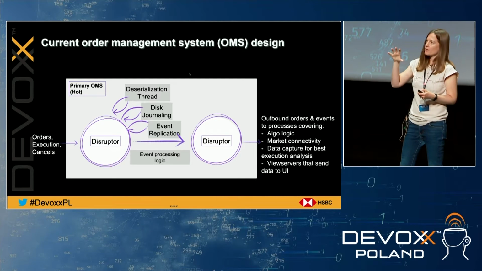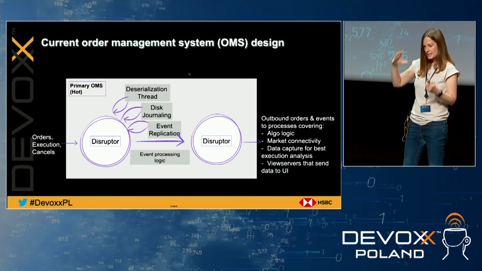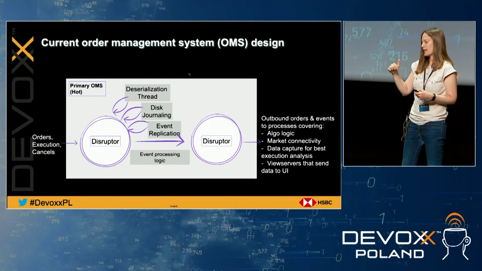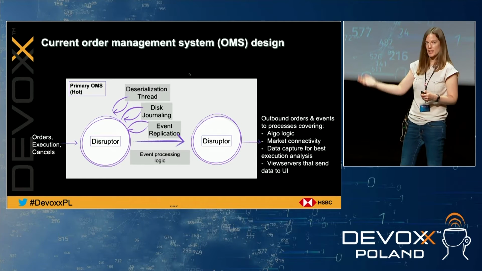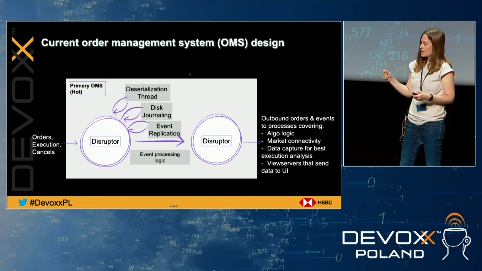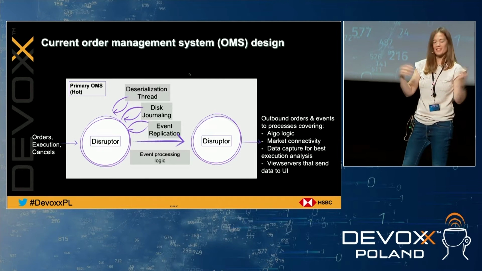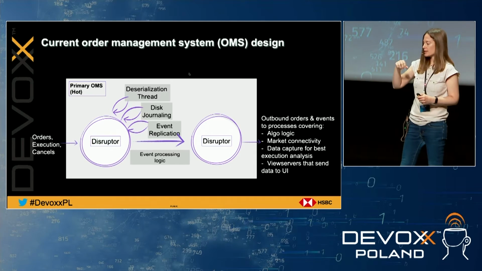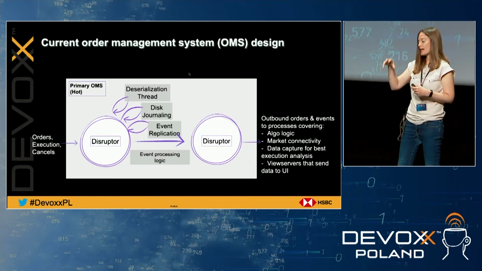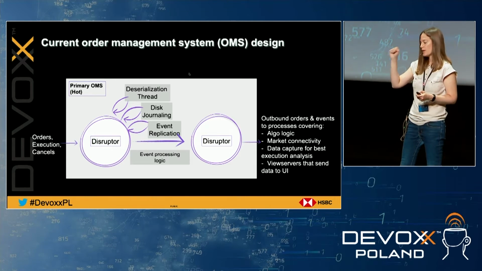It's great because you have, at any given point, data owned only by one thread for write access, which ensures that it's much, much faster. You don't get contention. So the OMS takes in orders, executions, cancel events coming in. It puts it on a disruptor. So this is actually a concurrent ring buffer.